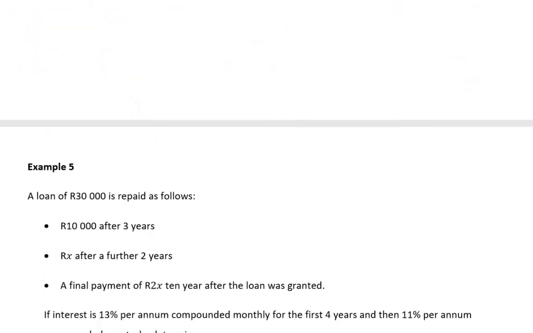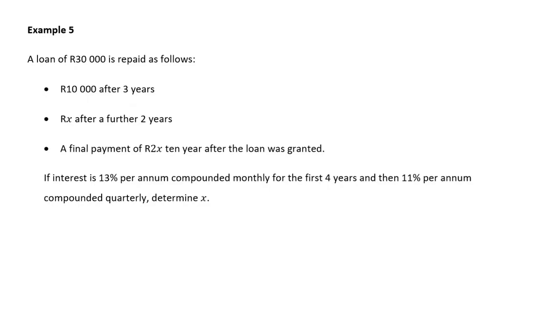Great. Let's look. I think we've got 2 more. Example 5 says, a loan of 30,000 Rand is repaid as follows: 10,000 Rand after 3 years, X Rand after a further 2 years, and a final payment of 2X Rand 10 years after the loan is granted. Now this is a classic example of why we teach the grade 11 approach to timelines, because if you didn't use the grade 11 approach in this question, it becomes ridiculously difficult. So let's have a look.